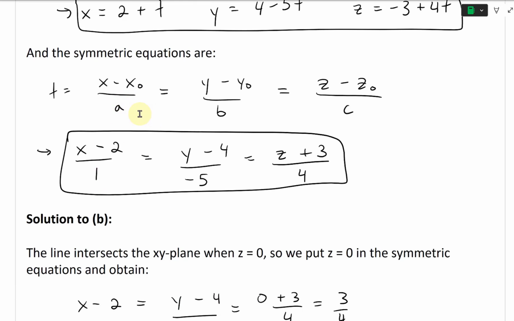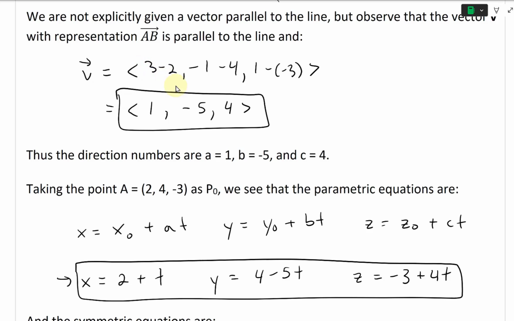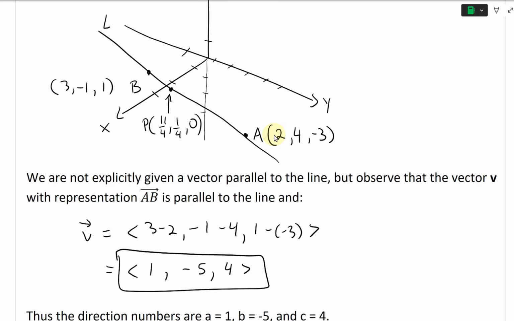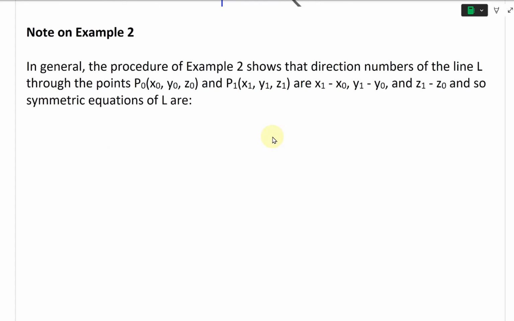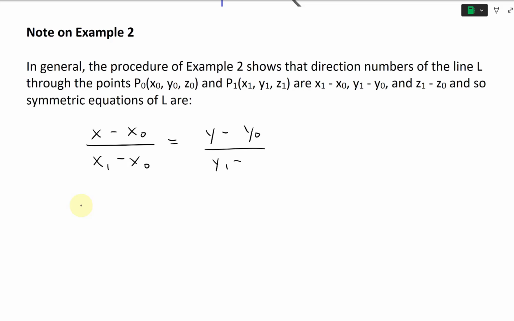So in other words, instead of A, we could write x1 minus x0, etc., because that is what it was. So 3 minus 2 is just x1 minus x0. Alright, so let's write these out. We're going to have x minus x0 over, now the direction numbers, x1 minus x0. Then likewise, y minus y0 over y1 minus y0. This equals z minus z0 over z1 minus z0. Like that. So epic stuff.